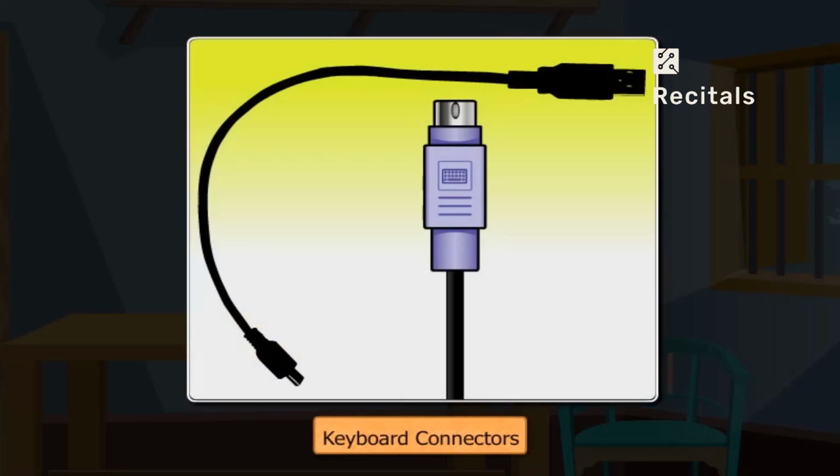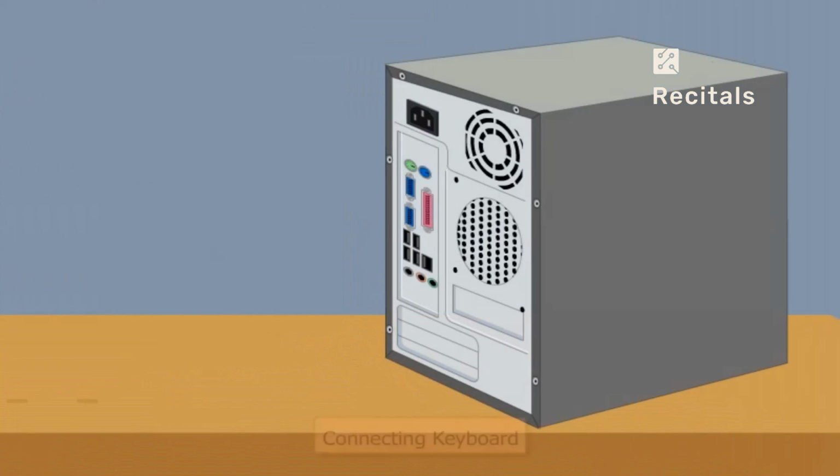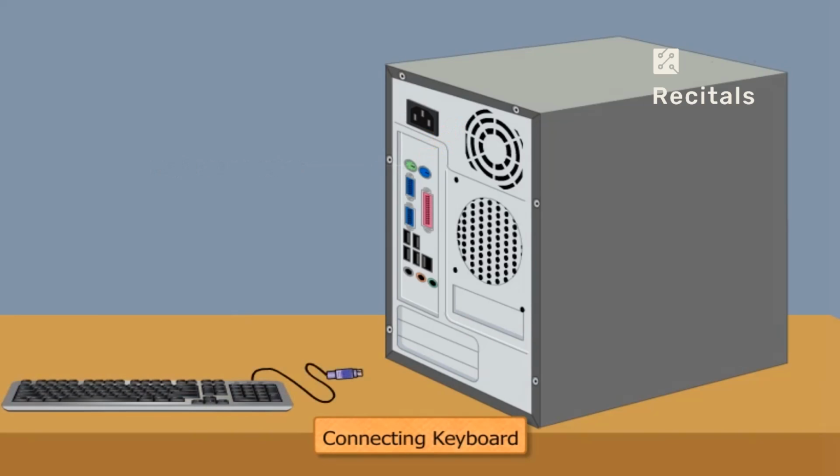Keyboard has two types of connectors. They are PS2 connector and USB connector. We can connect the keyboard to any of the two ports, depending on its type. A desktop computer keyboard often comes with PS2 connector. Connect the keyboard using its port to the keyboard port in the system unit.